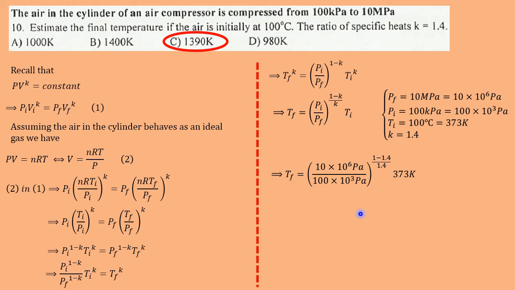And from here, we use our calculators to evaluate and see what answer we obtain. So after evaluation, we are supposed to have Tf equal to 1390.392458 Kelvin. But if we round to the nearest unit, we're going to have Tf equals 1390 Kelvin, which is exactly what we have there as C.